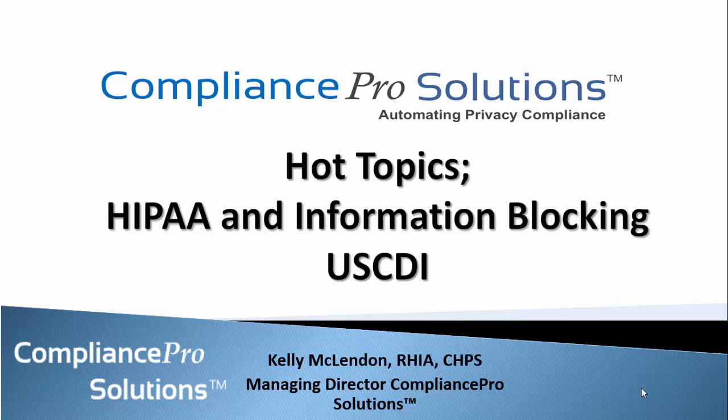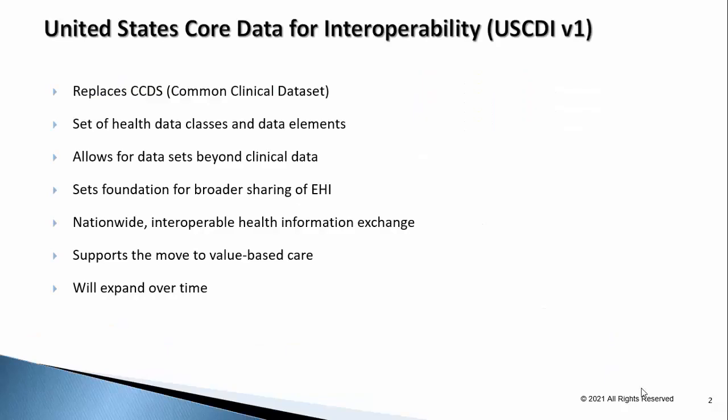In our continuing series of hot topics, HIPAA and information blocking, today we're going to talk about the USCDI. The USCDI is the United States Core Data for Interoperability. It's a data set or a set of data classes. They're operating in version 1 and proposed version 1.1. At this point, it'll continue to expand as we go forward.